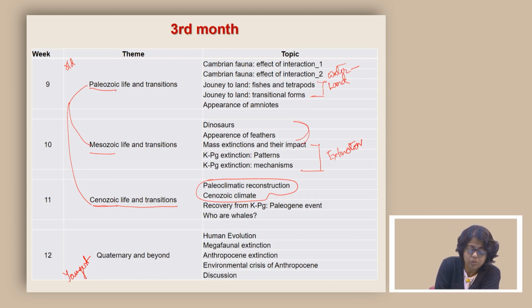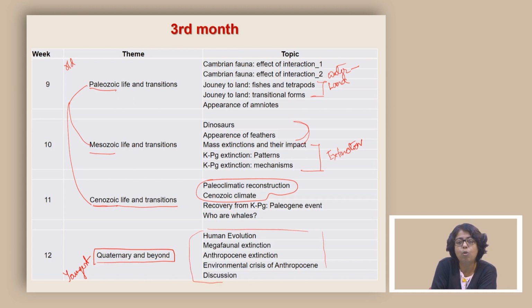Finally, we will come to the very end of this course and we will look at the very young record of the planet. That's why it's called Quaternary and beyond. It will also merge into something which is popularly known as the Anthropocene, a time of human domination. So we are going to talk about the changes that were brought with human evolution.